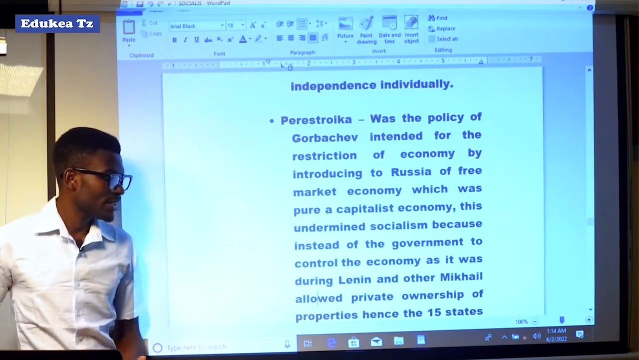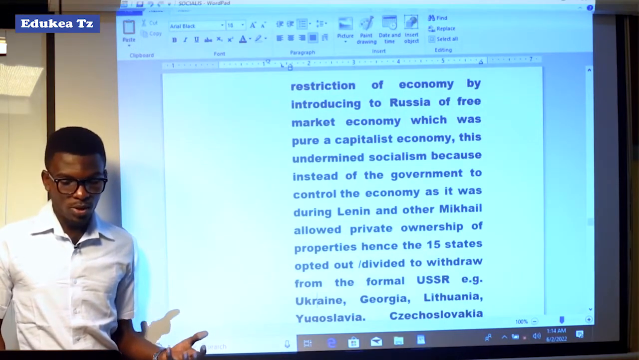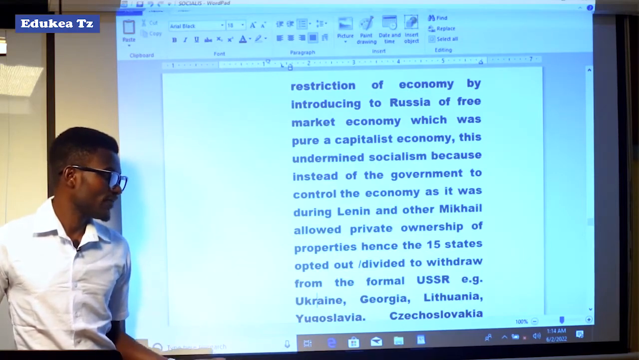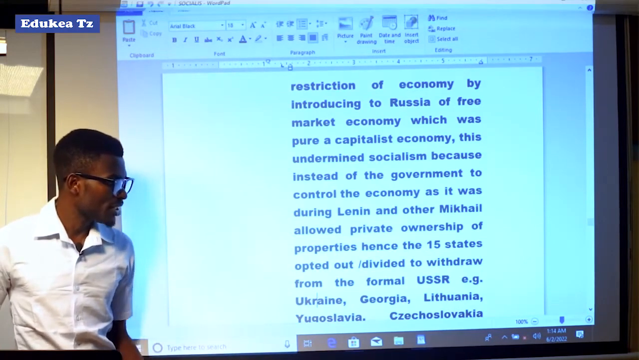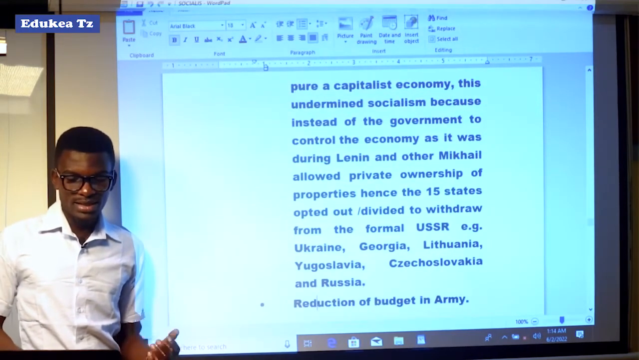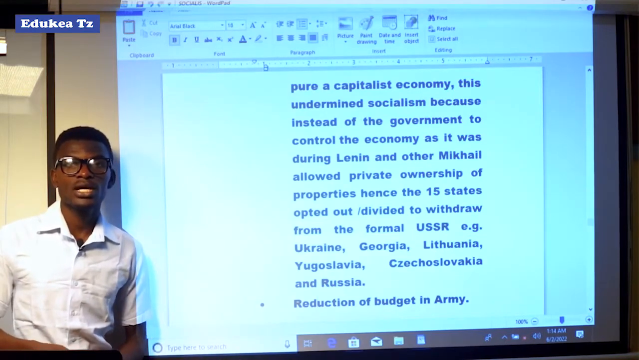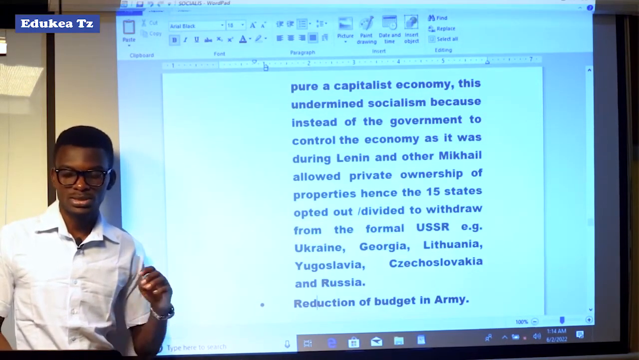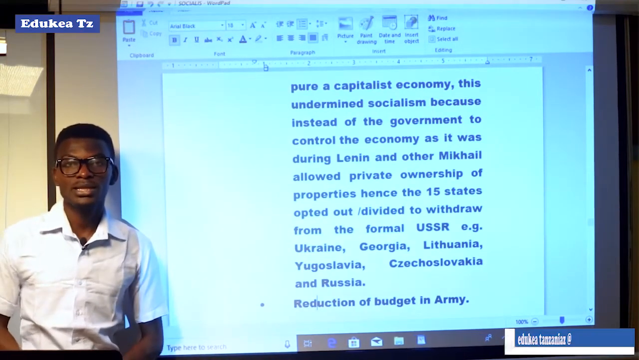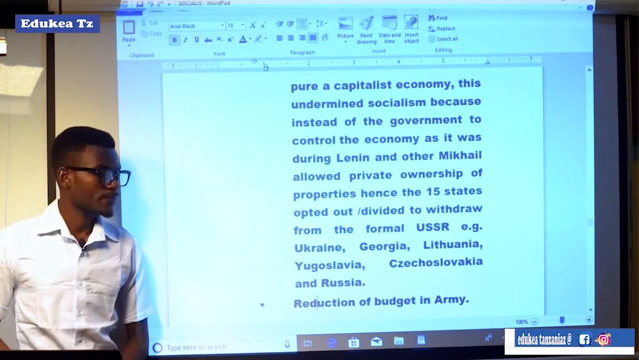of properties, and the 15 states opted out or divided to withdraw from the former USSR. For example, Ukraine, Georgia, Lithuania, Yugoslavia, Czechoslovakia, and Russia declined or divided from each other in order to remain independent and to move on from the USSR, and that led to the total collapse of USSR.